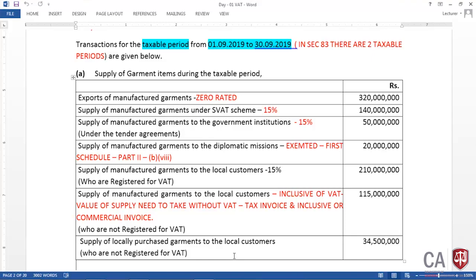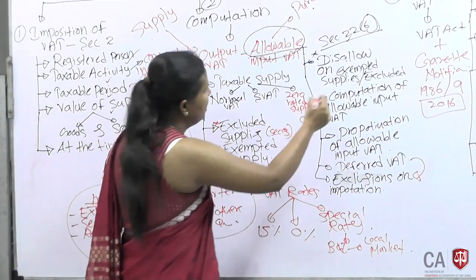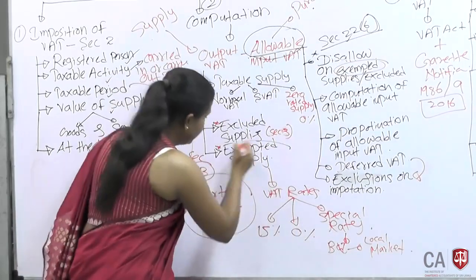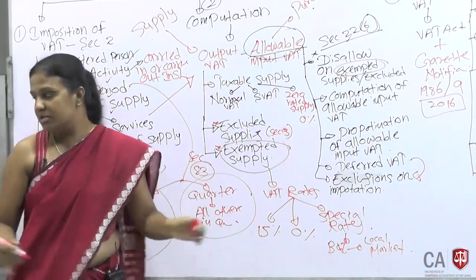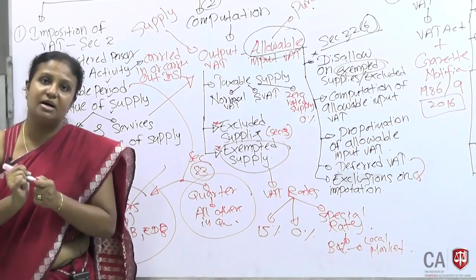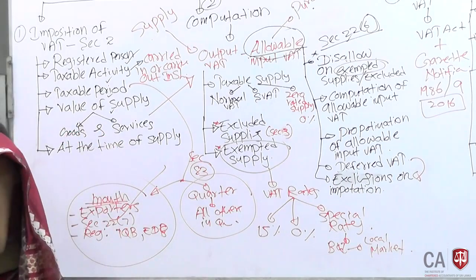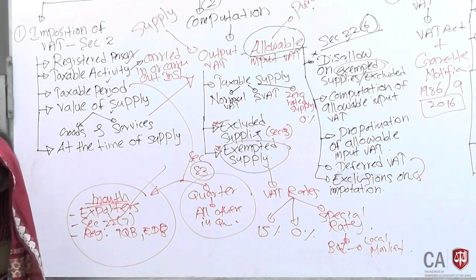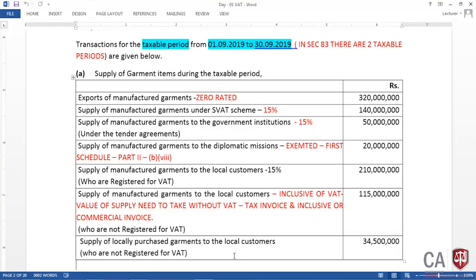Then supply of manufactured garments to diplomatic missions. This is exempted under first schedule part 2B, item 8 of the exempted schedule. That's why I have mentioned you should have a good understanding of exempted supplies. Here also I have mentioned exempted supplies to help you have the correct answer in your given question. Then it is exempted. Then supply of manufactured garments to local customers is 15%, 210 million.